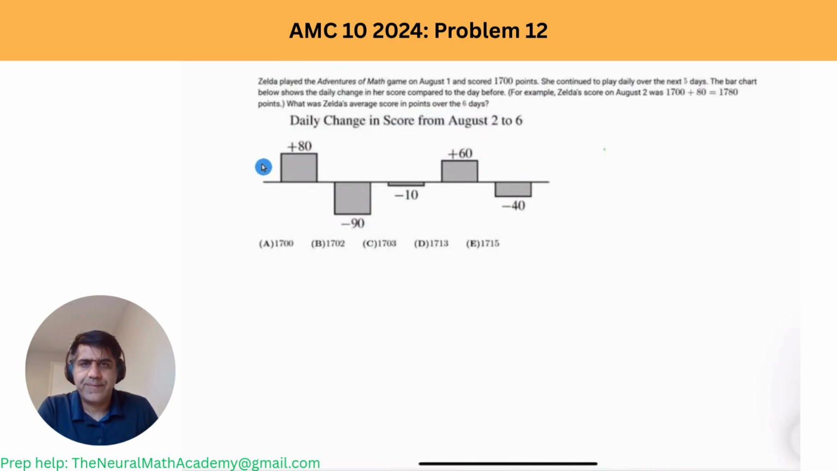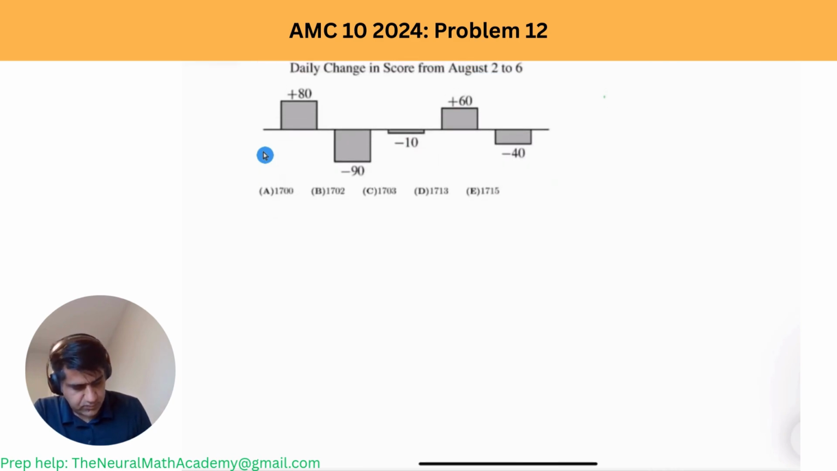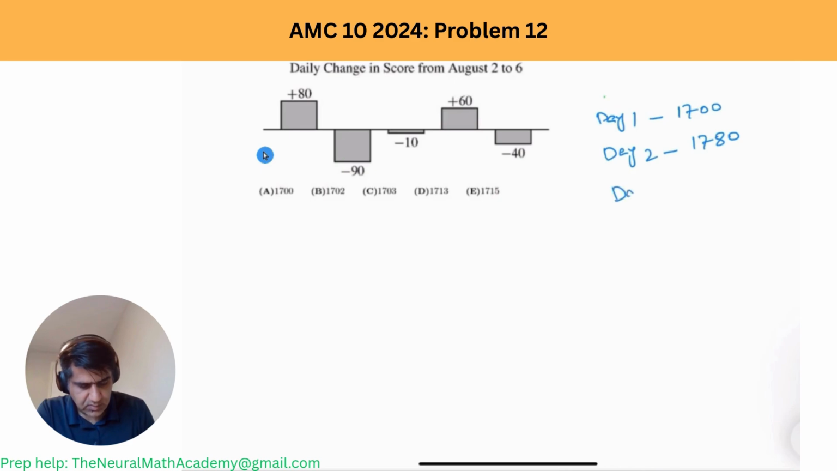So we have to find the average score. We are given this chart that shows the change in score with respect to the previous day. For day 1, she scored 1700. Then day 2 is 1780, because the score was higher. And then it was negative 90, so the day 3 score is 1690.